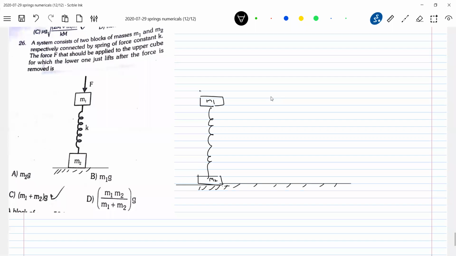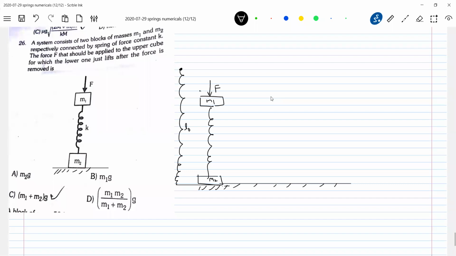So what is it telling? The force F that should be applied to the upper cube, for which the lower one just lifts after the force is removed. So I'm pushing it with this force. Somewhere this is the natural length of the spring. This is going to help us a lot. If you write L0, it's understood it's the natural length. Spring is at natural length.